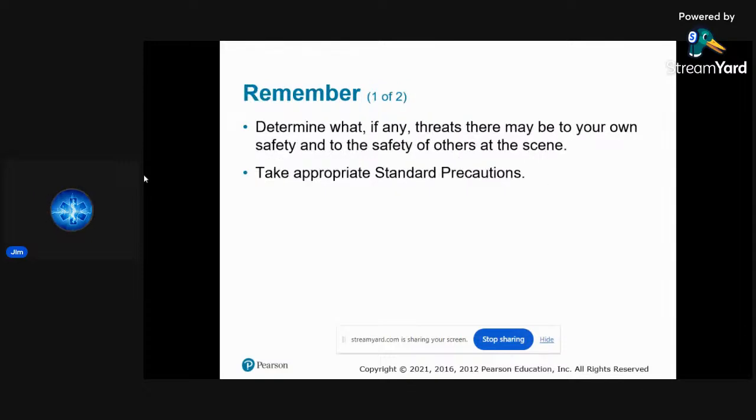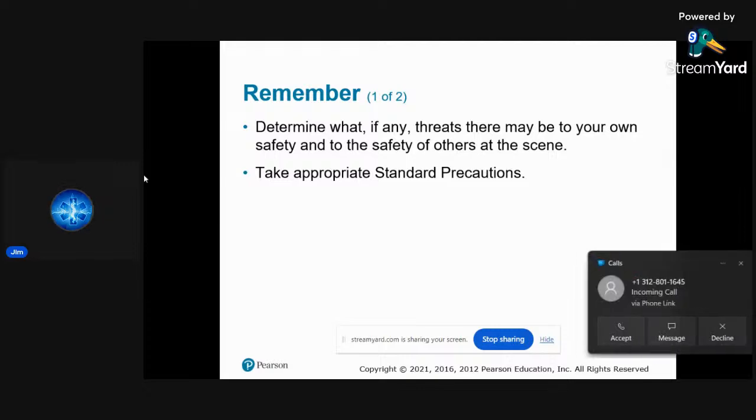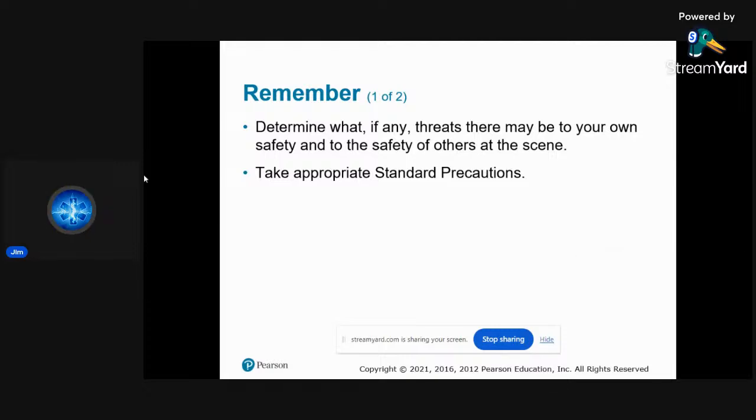Determine what, if any, threats may be to your own safety and the safety of others at the scene. So this starts from the drive up. As we're driving up, we're looking for these scenes, right? We're looking for car wrecks. We're looking for downed power lines. We're looking for fuel. We're looking for fire. We're looking for hazardous materials, right? If it's a nature of illness call, before we even go in the house, we're looking to make sure there are no dogs. What about the stability of the structure? Does it look like it's going to cave in on me if I walk onto this porch? And other stuff like that.